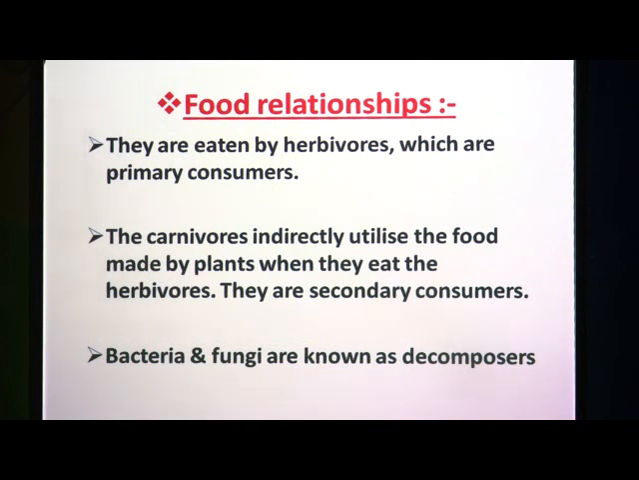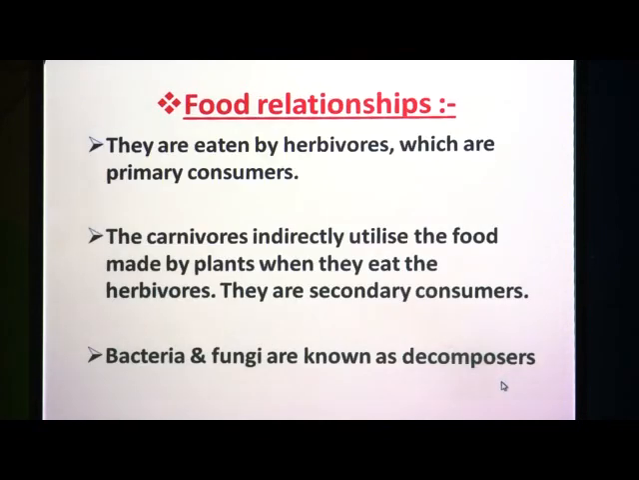Why? Eventually all plants and animals die after some time. As we know, there is a particular lifespan for all animals and all living things. After some period, all animals and all plants will die. So bacteria and fungi feed on the dead bodies. They break down the dead body into simple substances which can again be used by plants. So bacteria and fungi are known as decomposers.